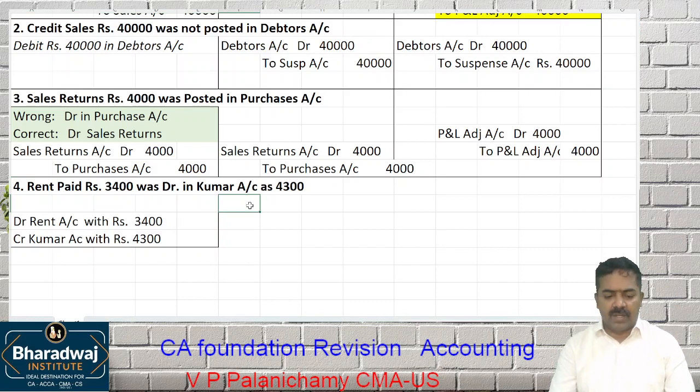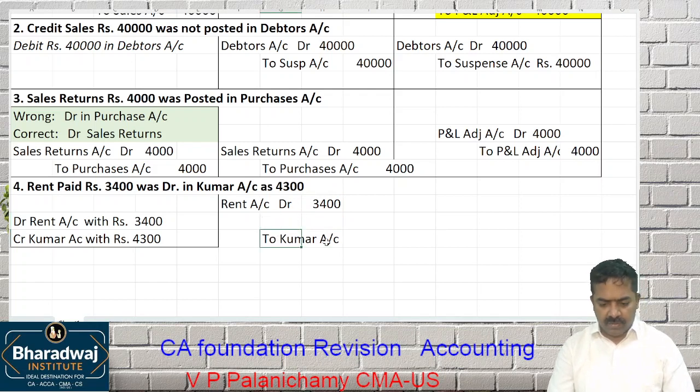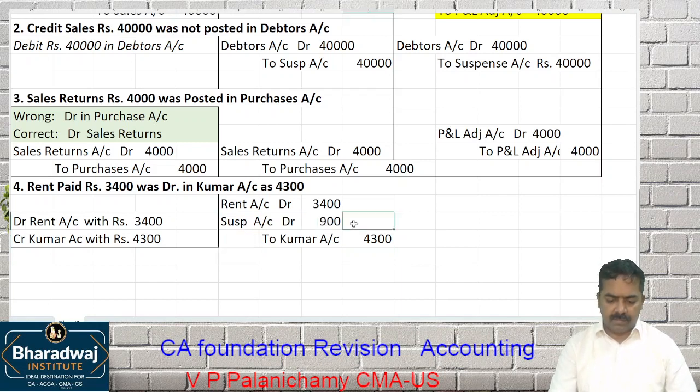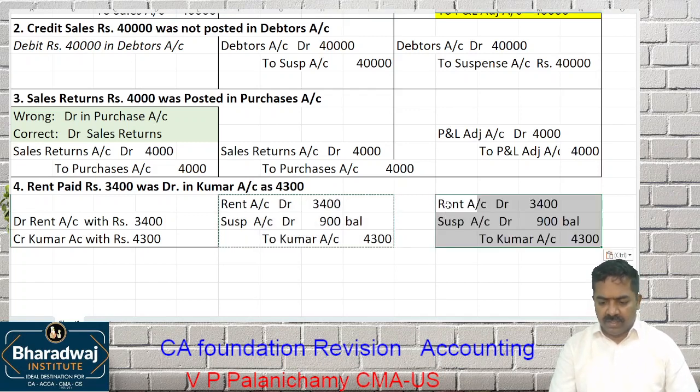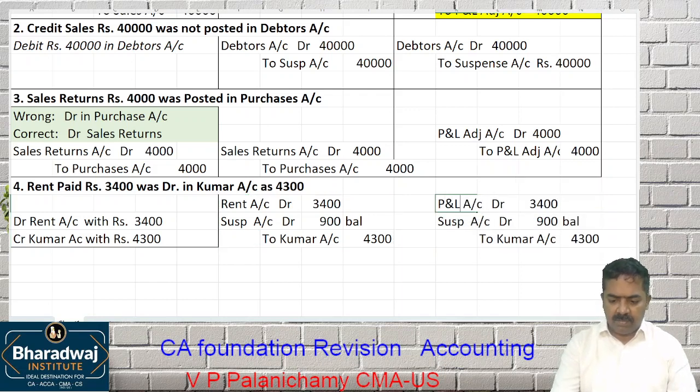If it is after trial balance, what is the entry you will pass? Rent account debit 3,400, Kumar account credit how much? 4,300. Difference will be taken to which account? Suspense account debit. This suspense account debit how much? 900. If it is after final accounts, what will you do? Same thing will come. Instead of rent account, it will be P&L adjustment account.